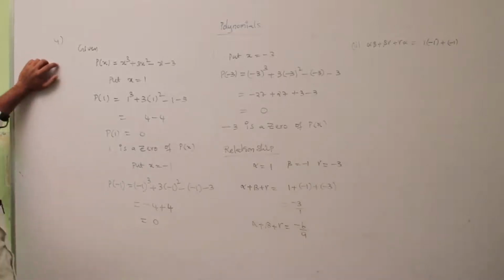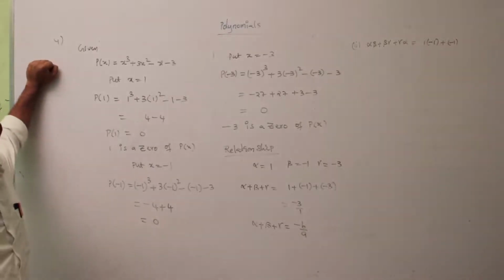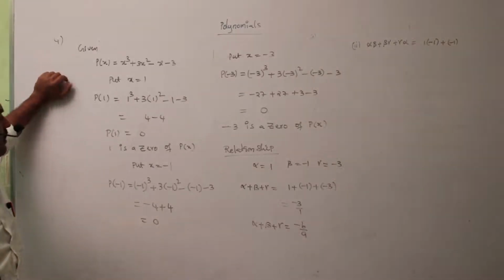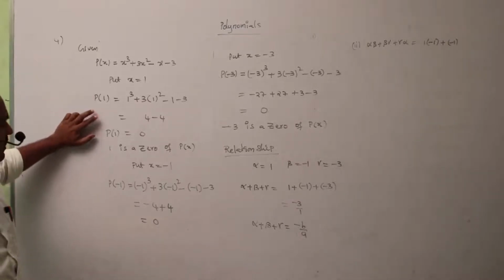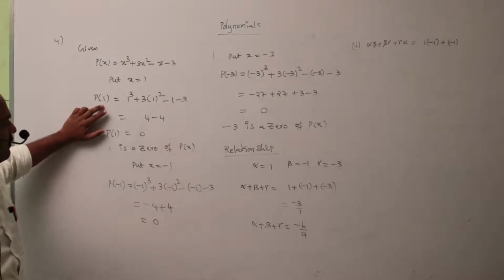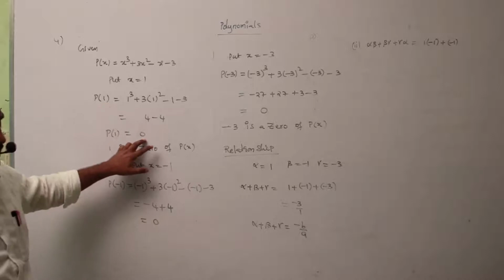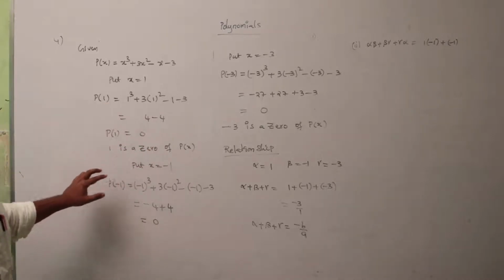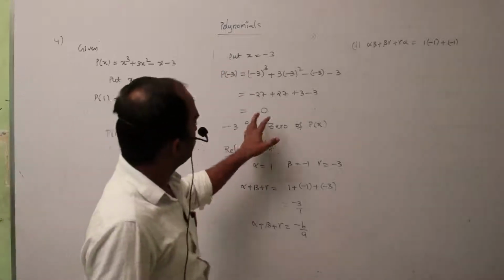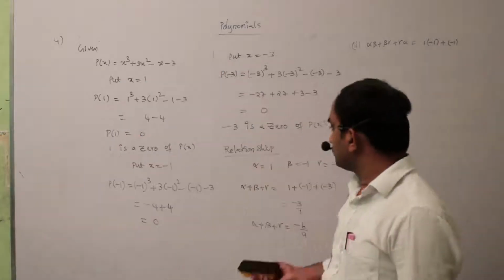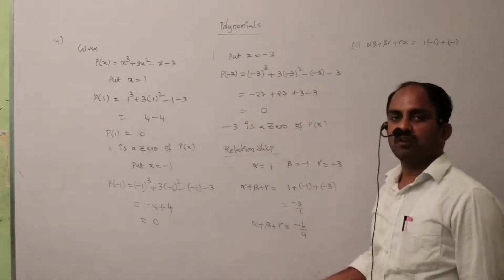So, in the last class we discussed this one. A cubic polynomial is given and we verify whether the given values are zeros or not. What we can do is first substitute the given value in place of x. For the first one, 1, we get 0. For the second one, minus 1, we get 0. The next one, minus 3, we also get 0. That means 1, minus 1 and minus 3 are the zeros of the polynomial.